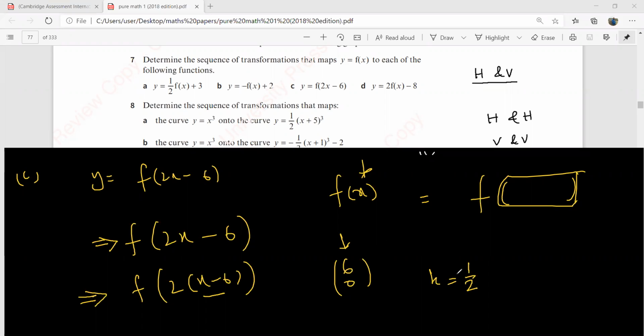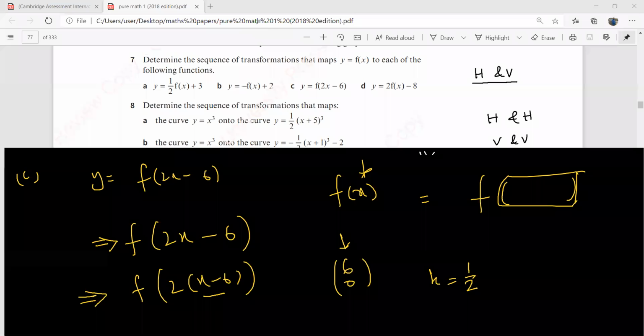Yes, sir. Okay, now please, this is your time to ask the questions. Are you clear about this? Yes. Okay. So this is a horizontal translation with the matrix 6, 0, and then there is a horizontal stretch with the scale factor half. So everything is going in an opposite order.